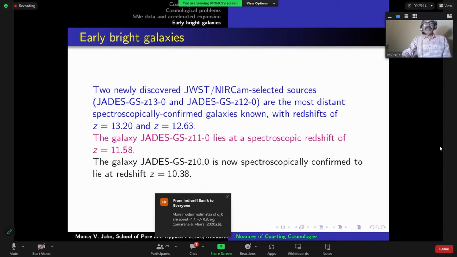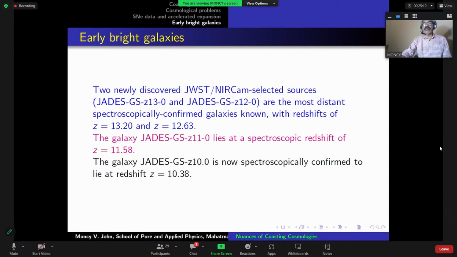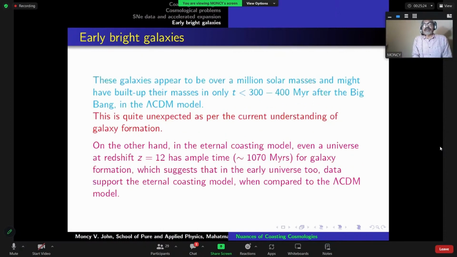So the problem with these galaxies, the farthest galaxies ever observed, is that in order for them to appear in such a massive manner, over 1 million solar masses, they might have built up their masses in only less than 300 to 400 mega years after the Big Bang, as per the calculations in lambda CDM, using the same Hubble parameter value. See, this is quite unexpected as per the current understanding of galaxy formation.